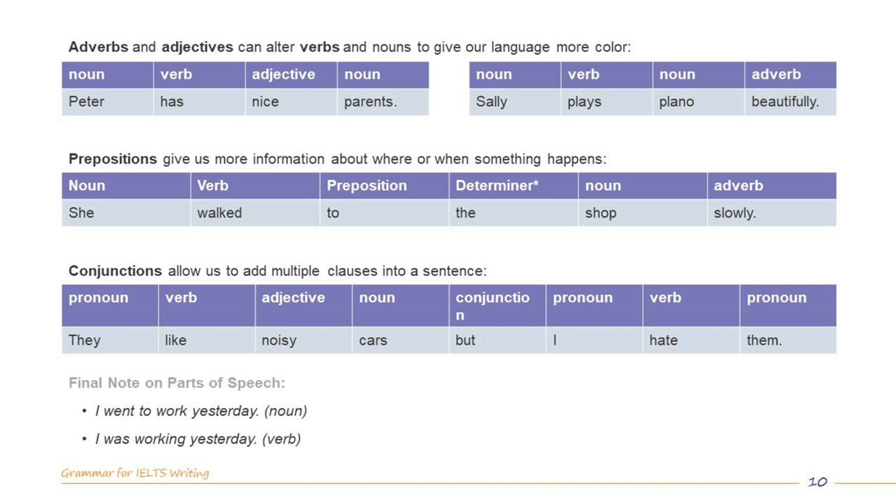You should use your dictionary to find out the correct part of speech for a word when studying. Keep in mind that some words may be classified as more than one part of speech. For example, work can be both a verb and a noun. I went to work yesterday features work as a noun. I was working yesterday features work as a verb. This is the end of Chapter 1.